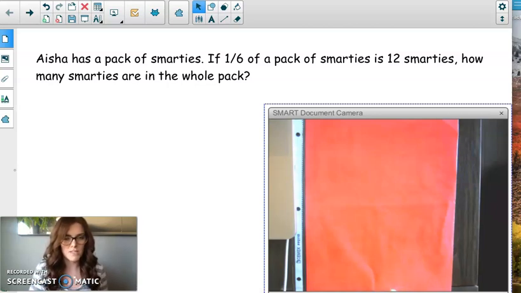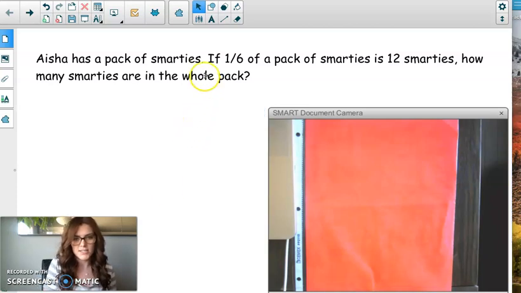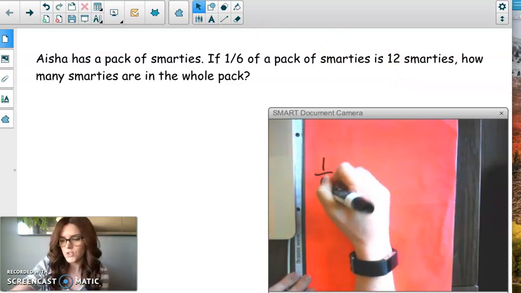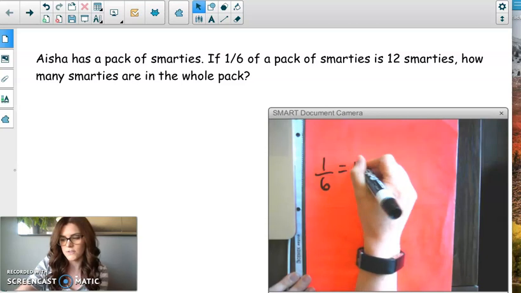Aisha has a pack of Smarties. If 1/6 of a pack of Smarties is 12 Smarties, how many Smarties are in the whole pack? So let's look to see what our important information is. The question is telling us that 1/6 of a pack of Smarties equals 12 Smarties. So I'm going to write that down. 1/6 equals 12 Smarties.